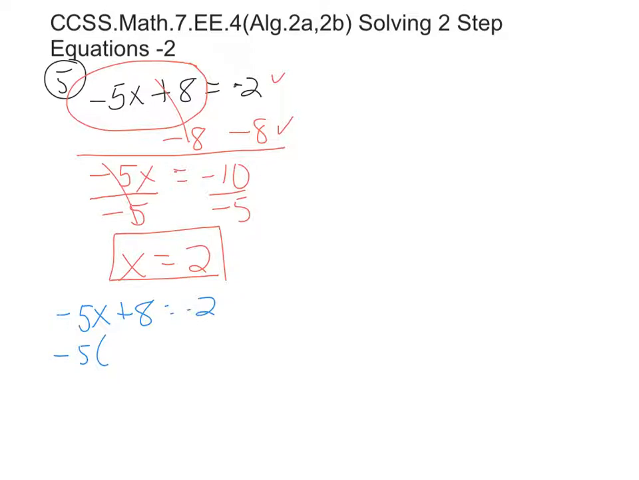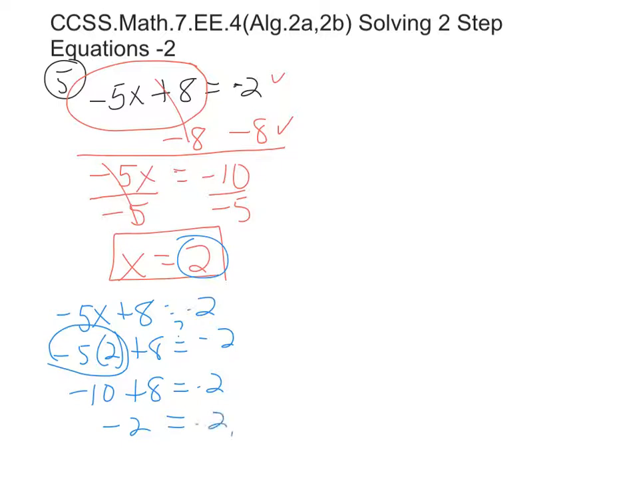So x is 2 here, so we're going to put 2 here plus 8. Does that equal negative 2? So if we multiply this, we get negative 10 plus 8 equals negative 2. Sure enough, negative 2 equals negative 2. So instead of a 3-step check, you have a 4-step check on a 2-step equation. So make sure you know how to solve. So write the original equation, substitute, and solve.